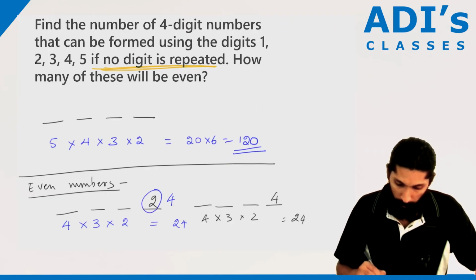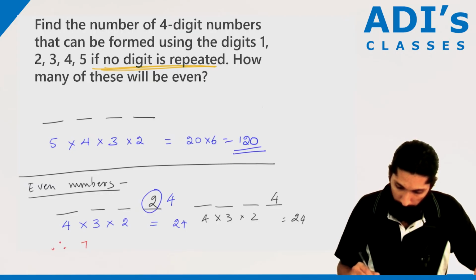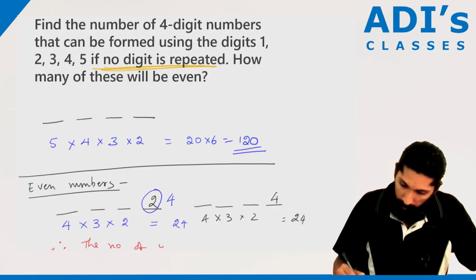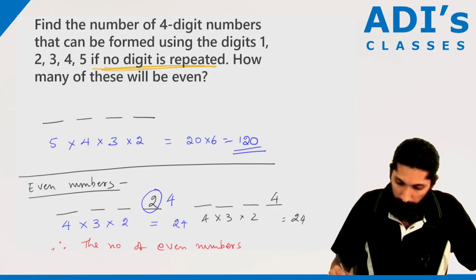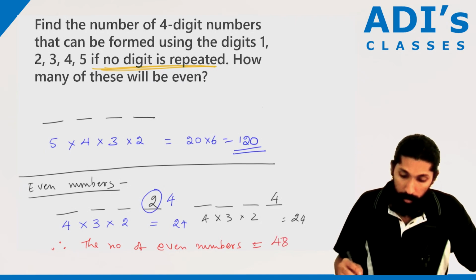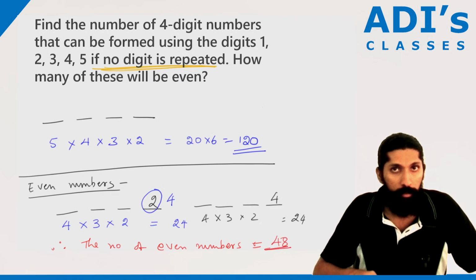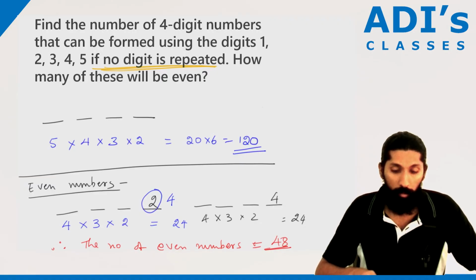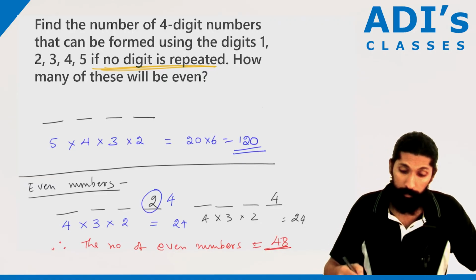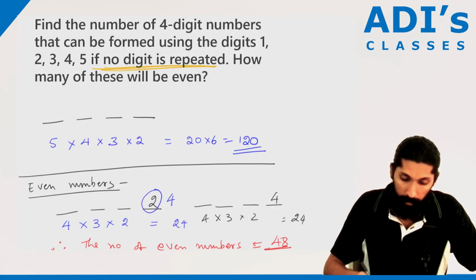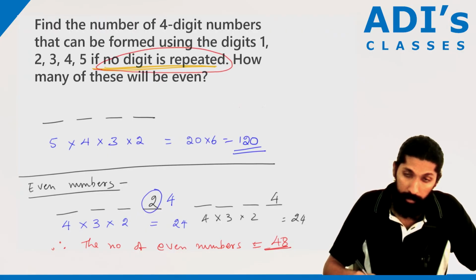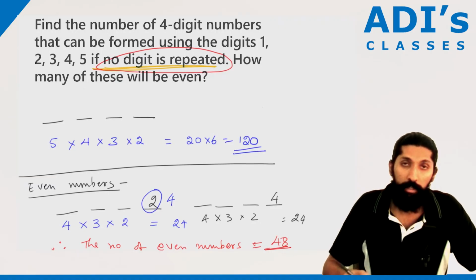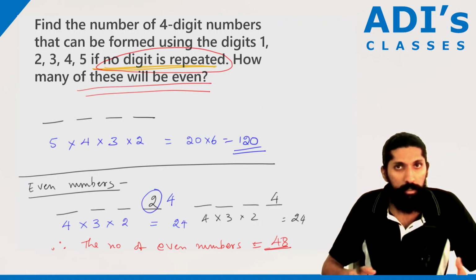Correct? Therefore, the number of even numbers will be equal to 24 plus 24, which is 48. So of the 120 numbers, whatever you have calculated, 48 are going to be even. Okay, these two are the answers for the two given questions. The first one is how many numbers are there, and the second one is how many of them are even. Alright, so these are certain examples.